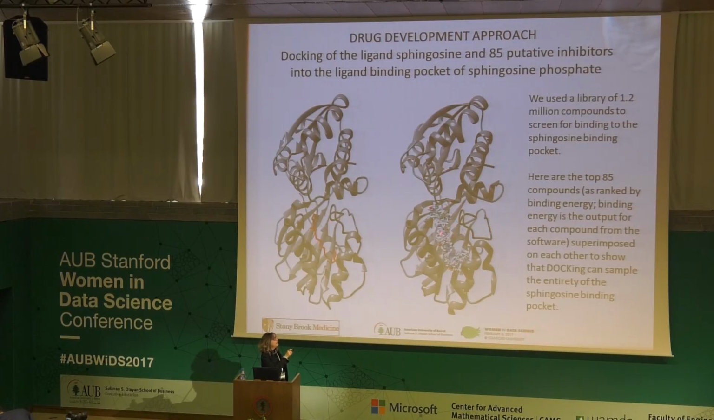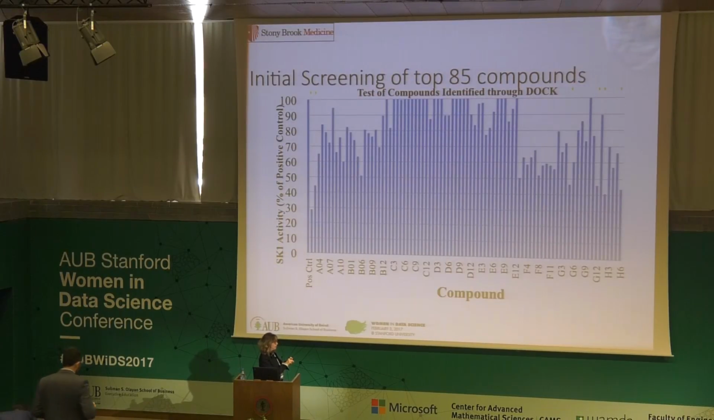So he came up with 85 molecules that docked in there, and then he tested them, and he found that there were several amongst them that are potentially good inhibitors. This is the control of inhibition.